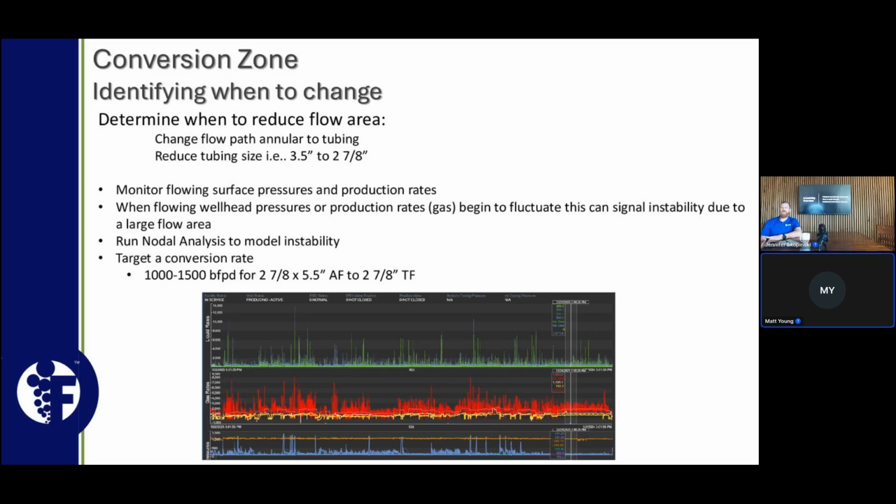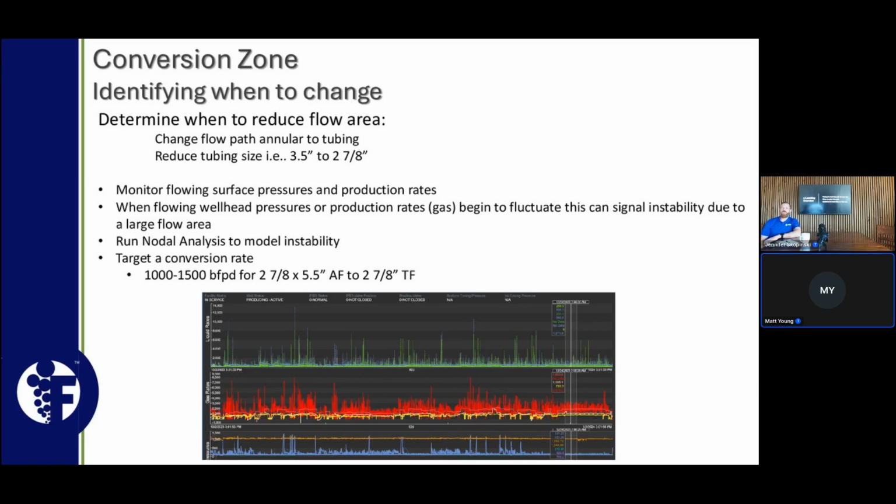And this could be as simple as switching from maybe annular flow to tubing flow if you planned out your completion and had a hybrid system in place. If you only ran an annular flow system, then that might result in having to pull tubing to convert over to tubing flow or reduce that flow area. Maybe you have a very big tubing size in there and you simply just need to lay down that large tubing and replace it with a smaller tubing string. So a couple different ways to look at changing that flow area to help stabilize that production.